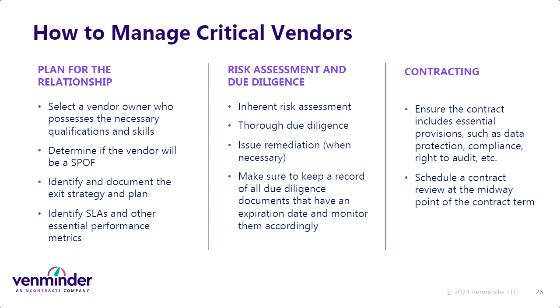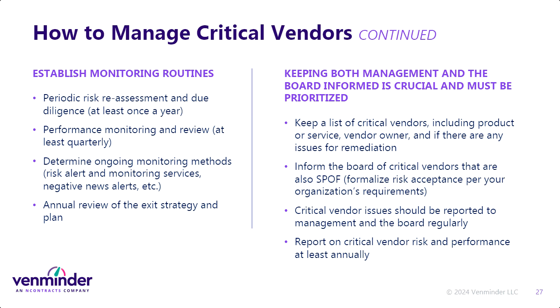For contracting, you'll want to make sure that a critical vendor contract has essential provisions for things like data protection, compliance, and a right to audit. And it's also important to schedule a midterm contract review so you have plenty of time to renegotiate and make any necessary changes. Some other activities involve establishing monitoring routines, such as periodic risk reassessments and due diligence, both of which should be done at least annually. Performance monitoring should be ongoing, with formal reviews done at least once a quarter.